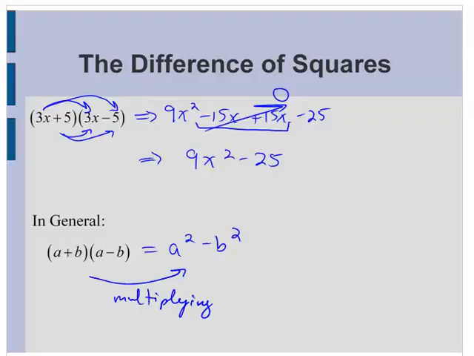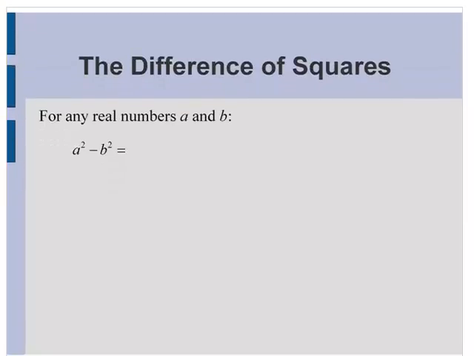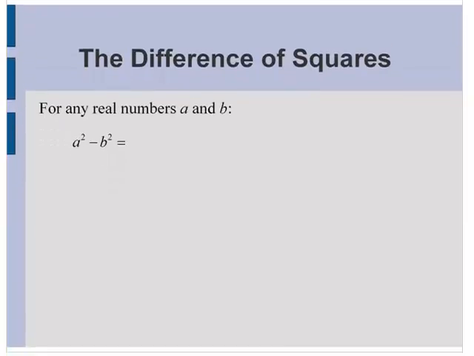Now, we can think of it as a factoring rule. In general, for any real numbers a and b, or expressions a and b, a squared minus b squared is the same as a plus b times a minus b. That's the factoring direction for the rule. So if we are asked to factor something that fits that form, a squared minus b squared, we can immediately write it as a plus b times a minus b. We don't have to go through any of the other methods that we've learned.